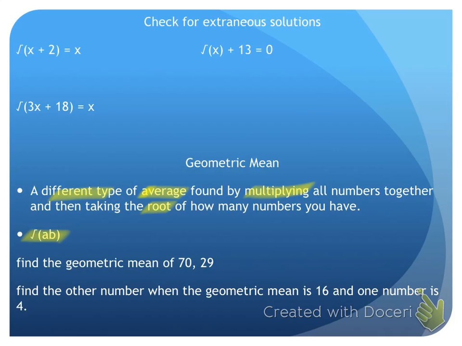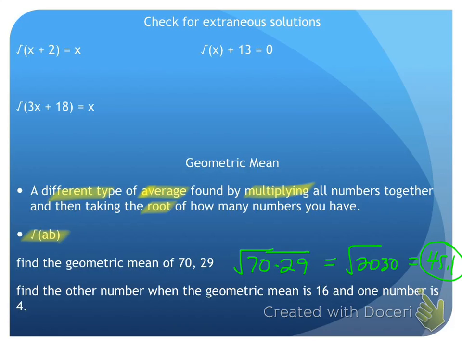So when I do this, find the geometric mean of 70 and 29. So I do 70 times 29. And that gives me the square root of 2030, which is equal to about 45.1.